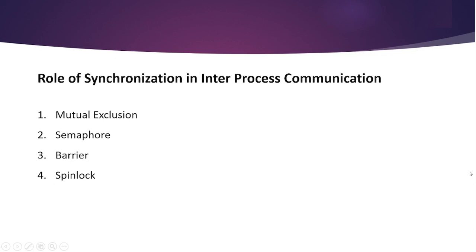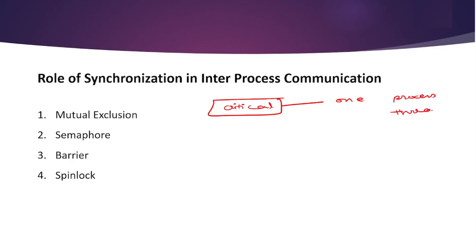So mutual exclusion requires that only one process or thread can enter the critical section at a time, and this is very useful for process synchronization. It is useful for synchronization and also prevents race conditions.